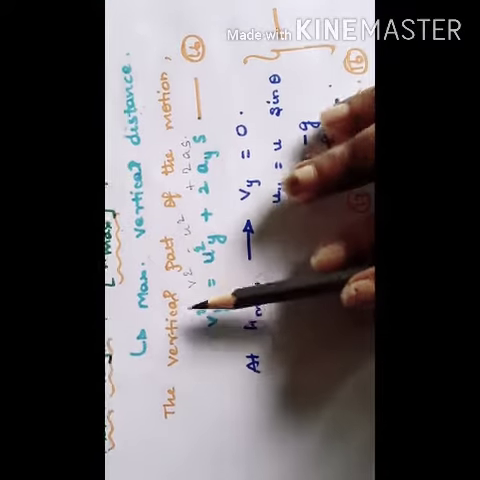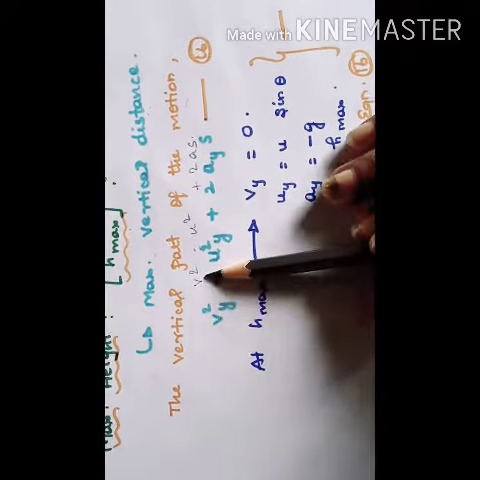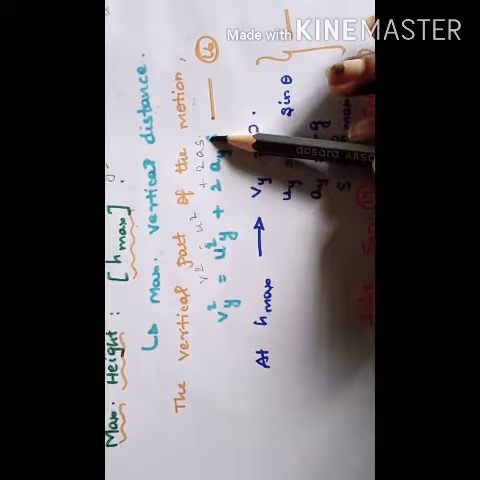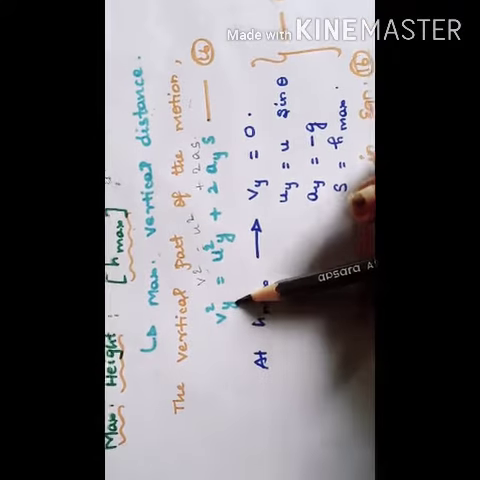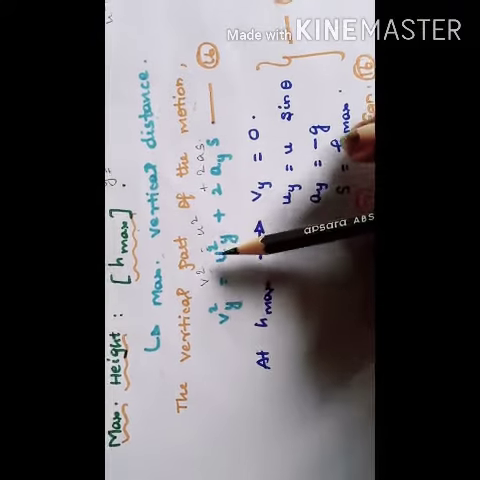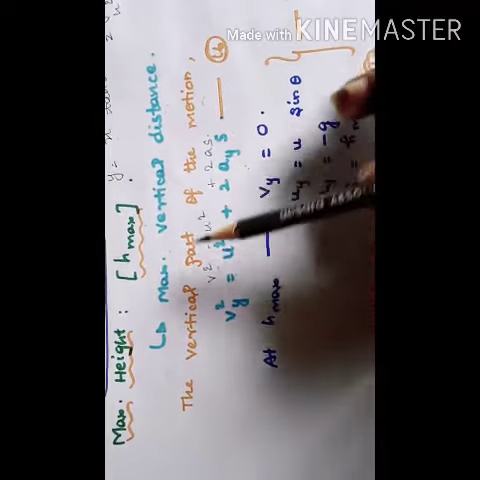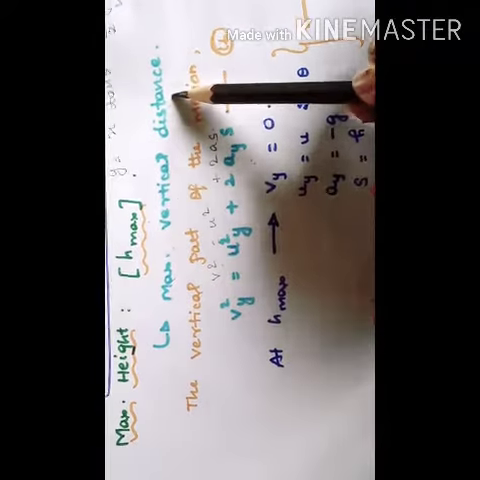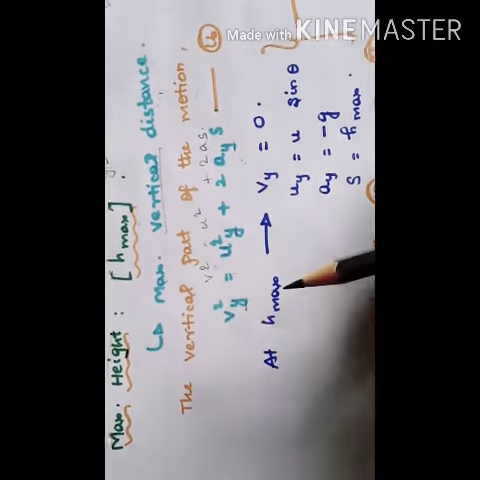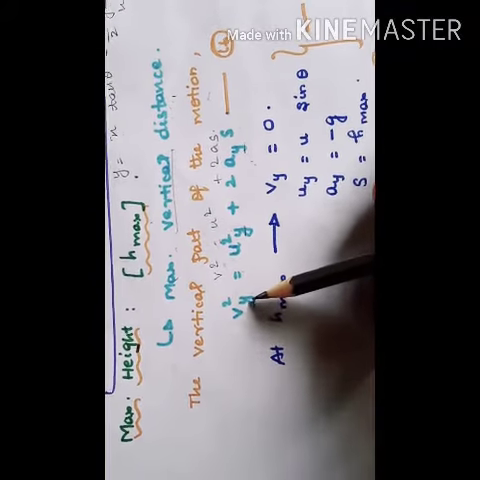Here, for the vertical part of the motion, the general kinematic equation is v square is equal to u square plus 2as. We know that. We alter it and write it as vy square is equal to uy square plus 2ay s, because this is the maximum vertical distance. Since it is vertical, we are substituting the y axis, so we change the subscript to y.